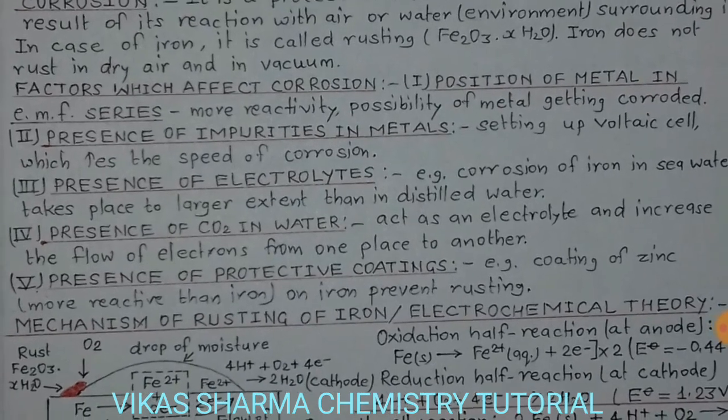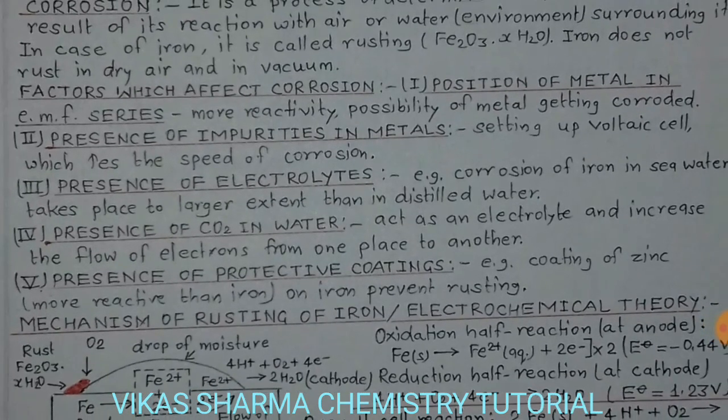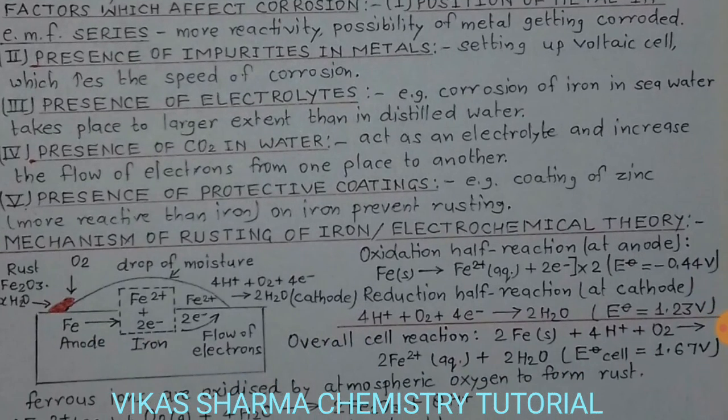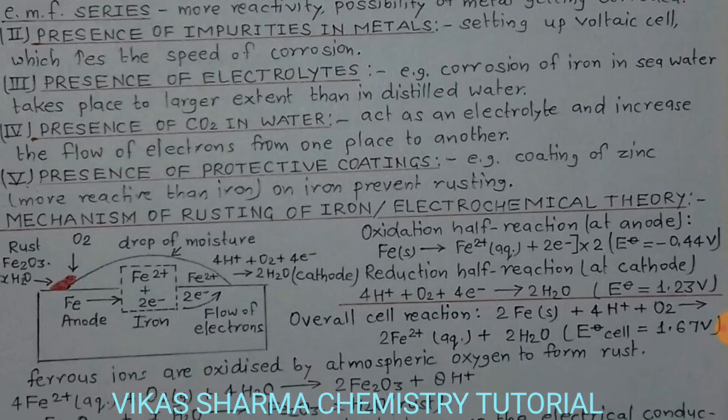Factors which affect corrosion: first, position of the metal in the EMF series. The more reactive the metal, the more possibility of it getting corroded, meaning it has a negative reduction potential value. It is reactive, so it corrodes easily. Second one, presence of impurities in the metal. Setting up a voltaic cell increases the speed of corrosion, so impurities also increase this.